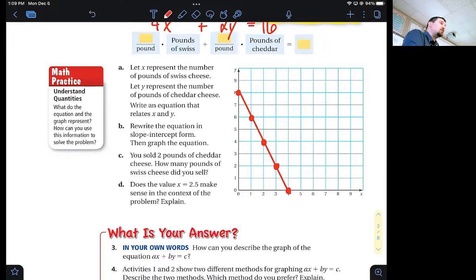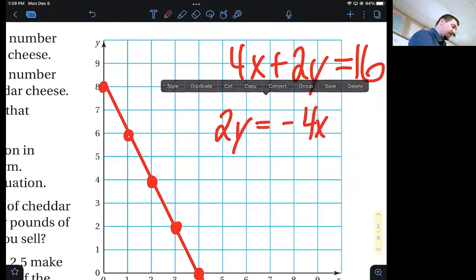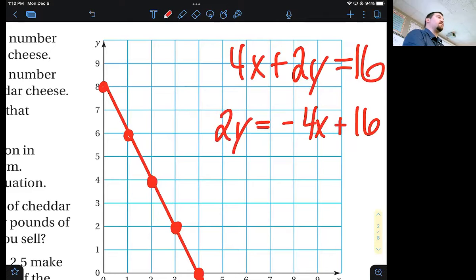Now, this one does ask us to do a little bit more. It asks us to take this equation, 4x plus 2y equals 16, and write it in slope-intercept form and then graph. We've already graphed it, but let's go ahead and write it in slope-intercept form. We've done this before. Move the x variable over to the other side. 2y equals negative 4x plus 16. Remember when we write it, we squeeze it in front of that constant value. Divide everything by 2. y equals negative 2x plus 8.